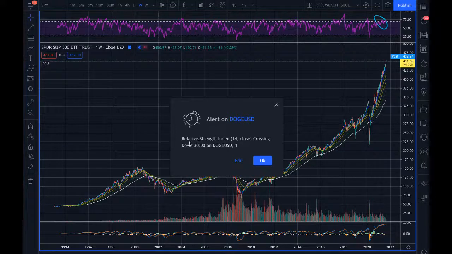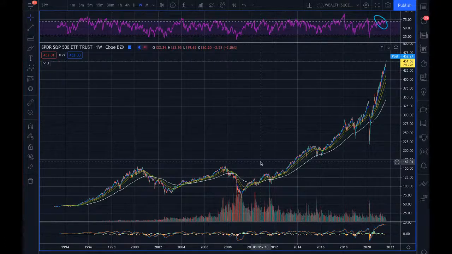Go figure, as soon as I get started, I've got Doge alerts that I have to send to my group, and I have to multitask. Alright, there we go. No problem.